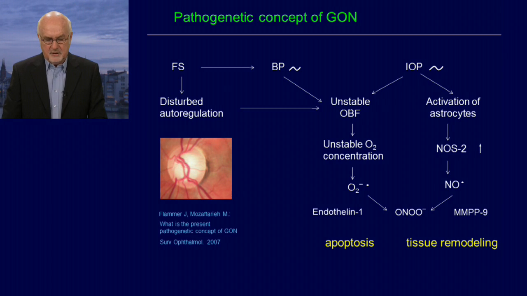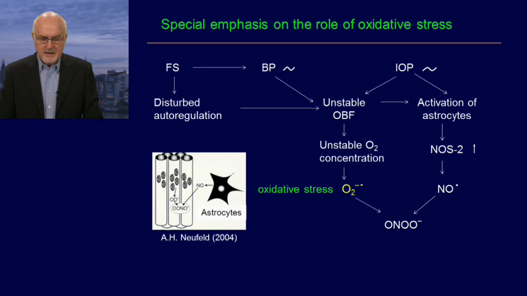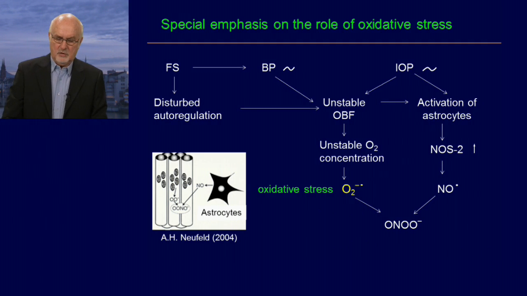I would like to explain these different aspects based on the pathogenetic concept of GON we have described a few years ago, which explains both the apoptosis and the tissue remodeling. And as I have said, we would like to emphasize particularly the role of oxidative stress. Why is oxidative stress so important in the pathogenesis of GON?